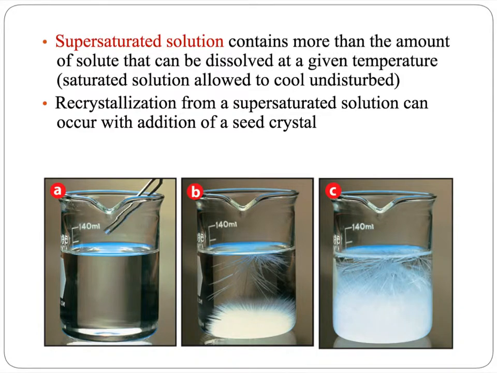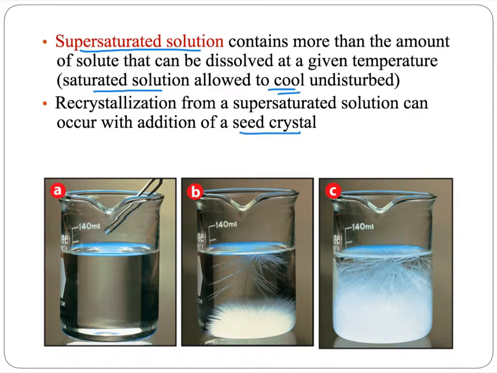There's also something called a supersaturated solution that contains more than the maximum amount of solute that can be dissolved at a given temperature. These are created by making a saturated solution at a higher temperature and allowing it to cool undisturbed. These solutions are sort of ripe for making crystals, and then you can have recrystallization coming very rapidly if you add a seed crystal. So growing crystals at home, you often work with a supersaturated solution and then you add a seed crystal.